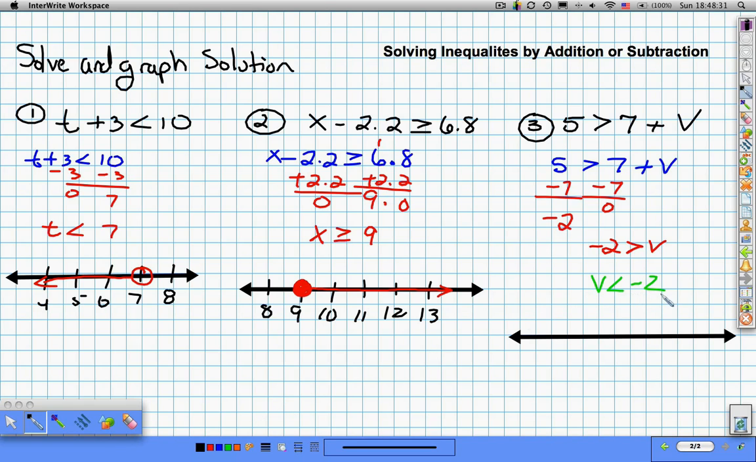So since v is less than negative 2, I need to show that it is decreasing as it goes to the left. So here's negative 1, here's negative 2, and remember, for it to decrease, that means it's getting more and more negative. So since it's less than negative 2, I'm going to have an open circle on negative 2, and my arrow goes to the left. So that's it. So basically we solve them as if they're equations, and then we graph the inequalities just like we did in the previous video.